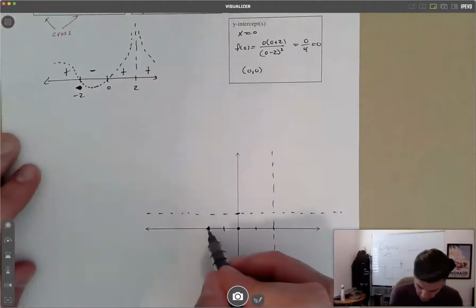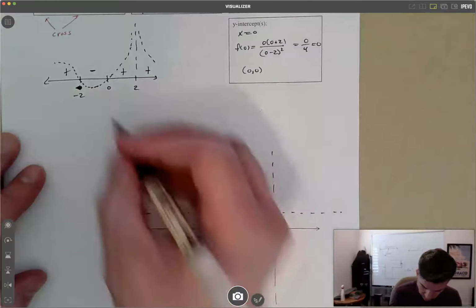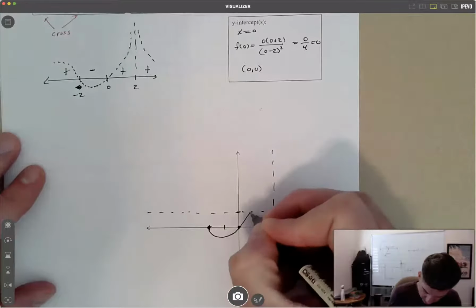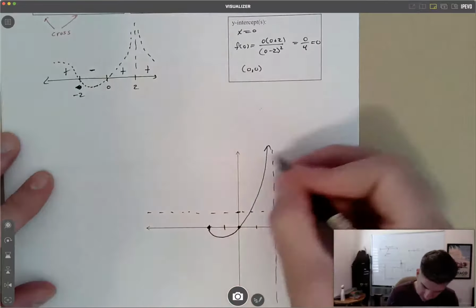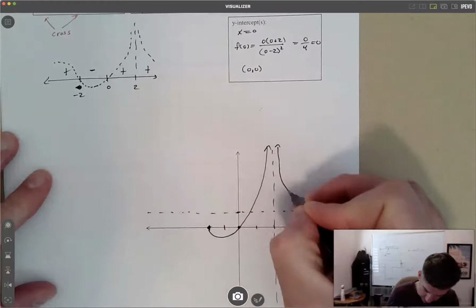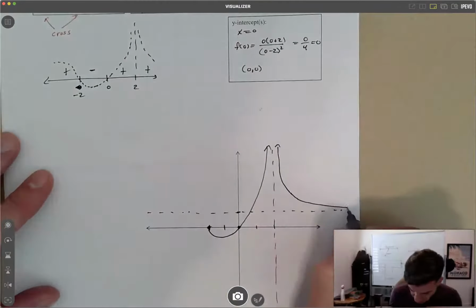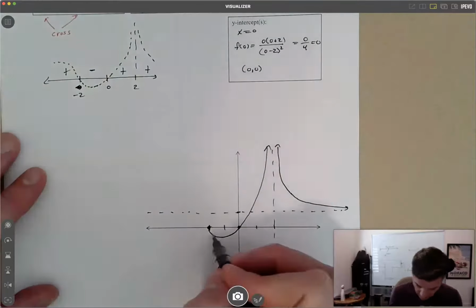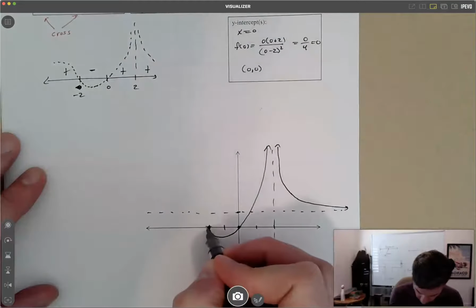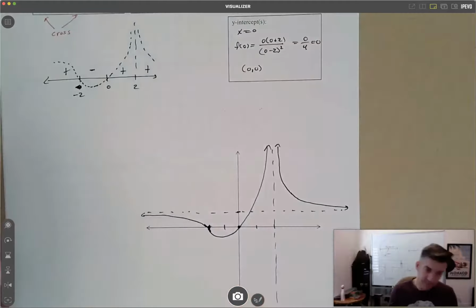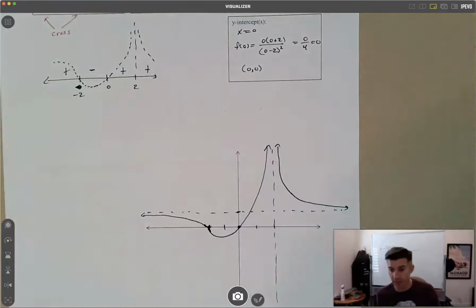So let's see, it's going to do this kind of deal. And then it's going to go up like this. And then on the other side, it's going to go down like this. And then since there's nothing else to worry about, we're going to get closer and closer to the horizontal asymptote. And then on the left side, we're going to cross this point and we're going to get closer and closer to this horizontal asymptote. And that's it.